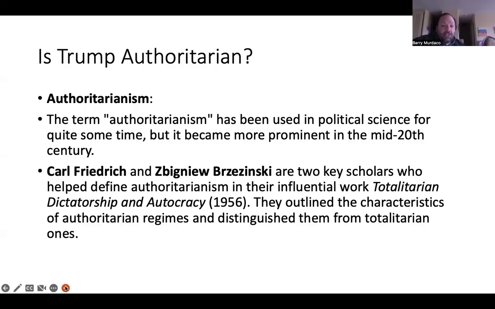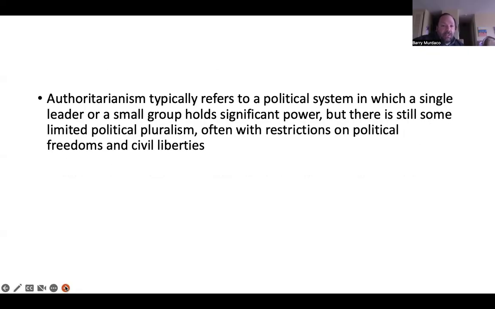So they were very much at the forefront, like I said, of a lot of these intellectual developments, even going beyond that, serving as high-level advisors in presidential administrations as well. So they refer to authoritarianism as a political system in which a single leader or a small group holds significant power, but they claim there's still some limited political pluralism, often with restrictions on political freedom and liberties.